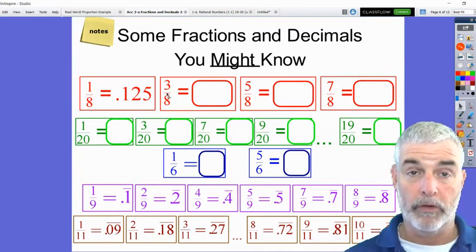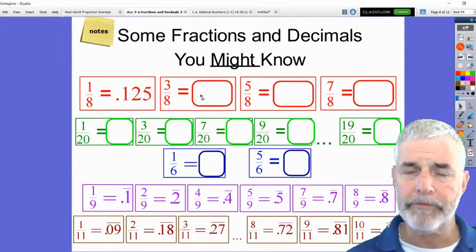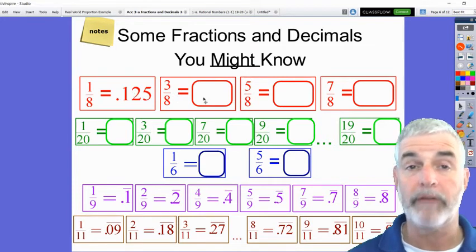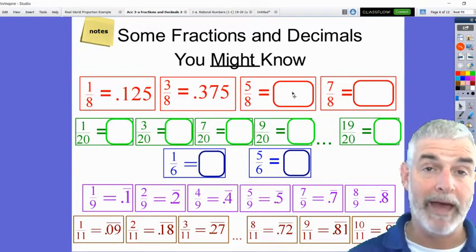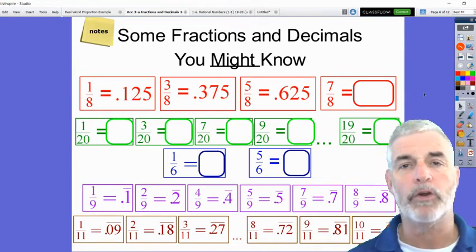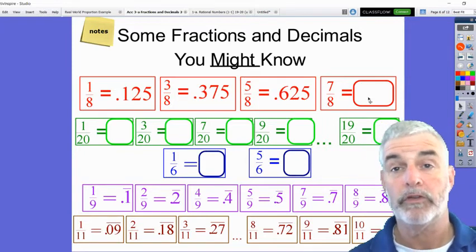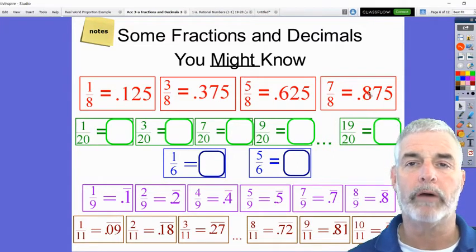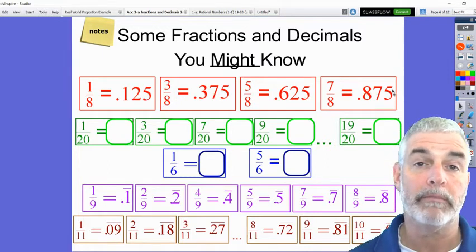0.125 is 1/8. So 3/8, I don't have 2/8 because that's the same as a quarter, right? But 3/8 is 0.25 plus another eighth, plus 0.125, 0.375. 5/8 is 0.5 plus an eighth, half plus 1/8, 0.625. And 7/8 is either 1 minus 1/8 or 3/4 plus 1/8, right? So 0.75 plus 0.125 is 0.875. These are good ones to know. Do you have to memorize these? I'm not going to take time to make you memorize these, but it's helpful.